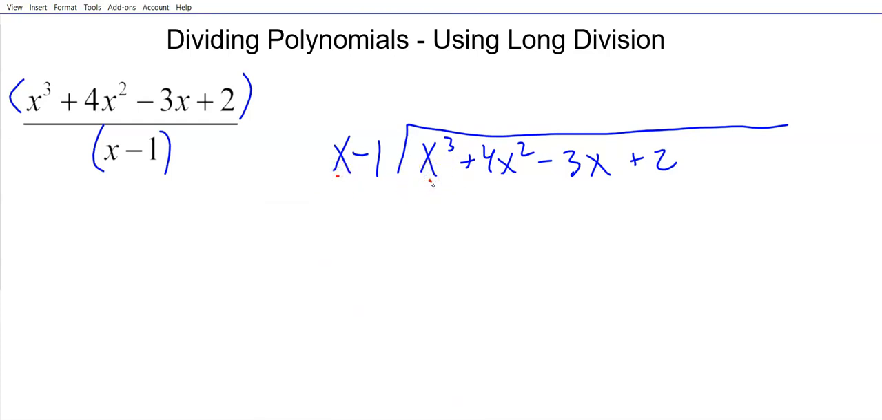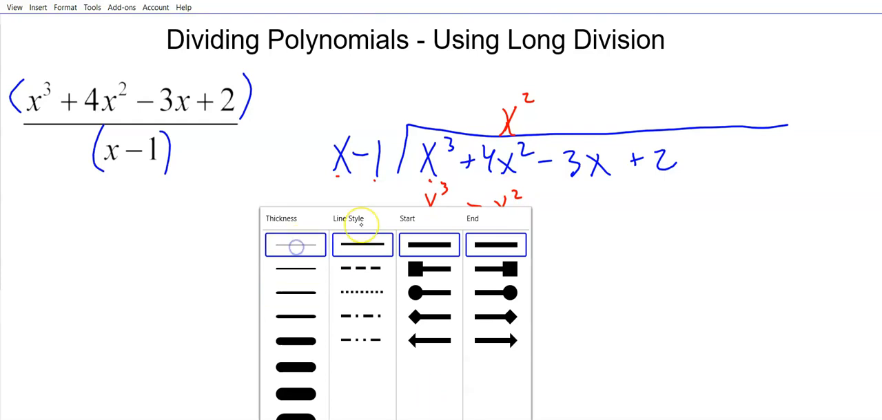So just the first term. So x times what is x cubed? That would be x squared. I'm going to put x squared in the x squared column, above the other x squared terms here. Now that gets multiplied by both terms and I put it down below. So x squared times x is x to the third. It's no surprise it matches that first term. x squared times negative 1 is minus 1x squared.